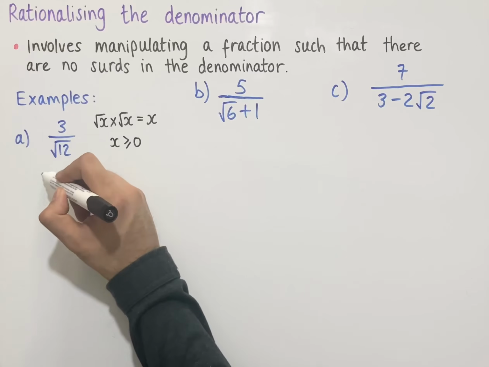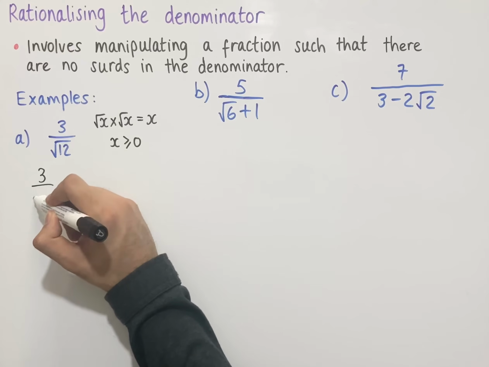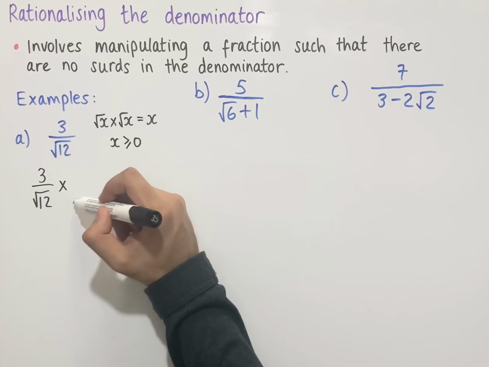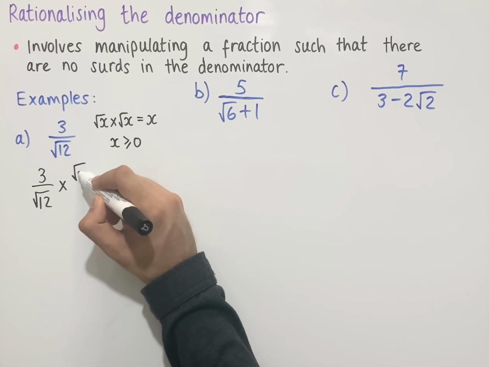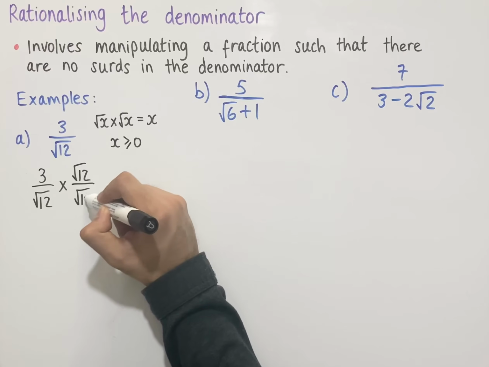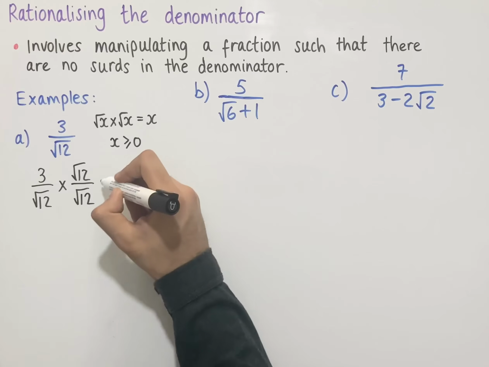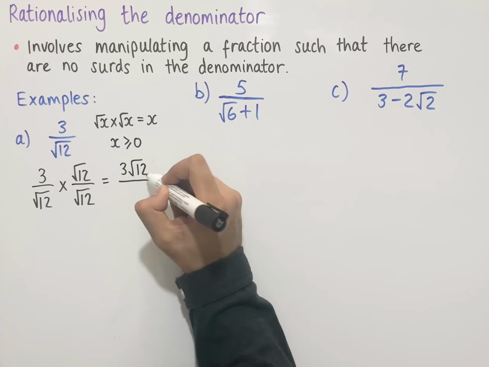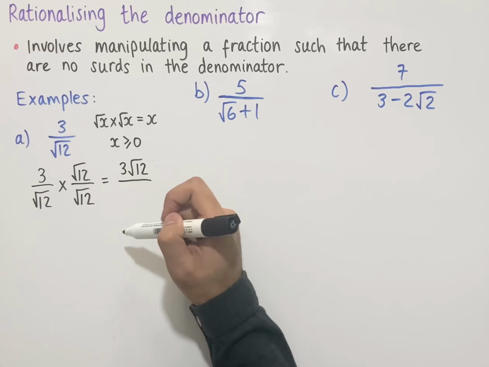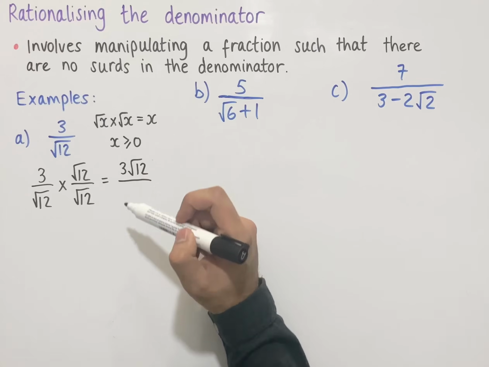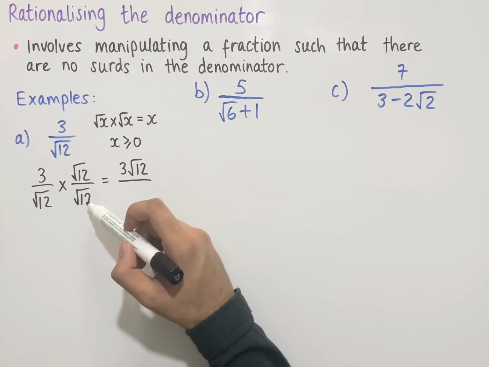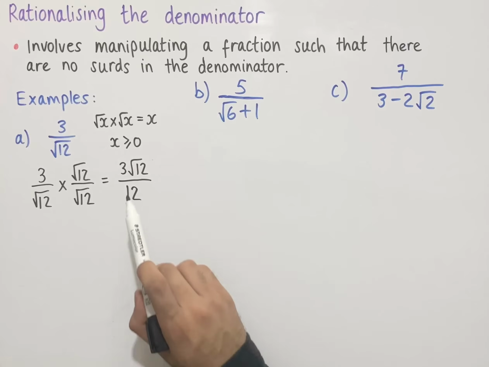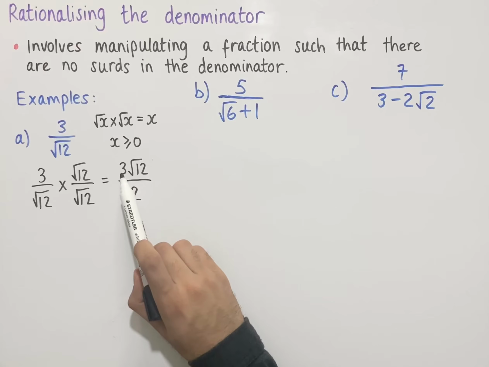So what we do with this fraction is we manipulate it in the following way. 3 over root 12 multiplied by, so remember when we multiply the denominator by root 12, we also need to multiply the numerator by root 12 so that the value of this fraction doesn't change. This is like multiplying by 1. So we have 3 times root 12, which is equal to 3 root 12, and then the square root of 12 times the square root of 12 is just equal to 12 using this third law. Or we can also think of this as root 12 times root 12 is the square root of 144, which is equal to 12.